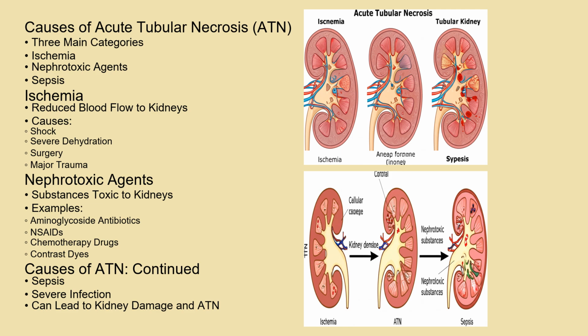So, what exactly causes ATN? The causes of ATN are generally categorized into three main groups. First is ischemia, or reduced blood flow to the kidneys. This can occur due to shock, severe dehydration, surgery, or major trauma. Second, nephrotoxic agents. These are substances that are toxic to the kidneys, such as certain medications like aminoglycoside antibiotics, NSAIDs, chemotherapy drugs, contrast dyes used in imaging procedures, and heavy metals. Finally, sepsis. This severe infection can lead to kidney damage and ATN.